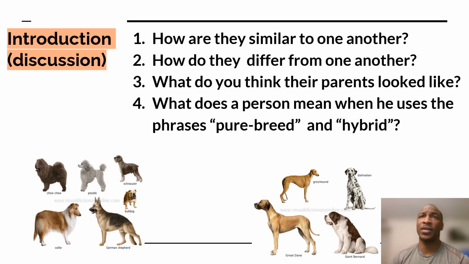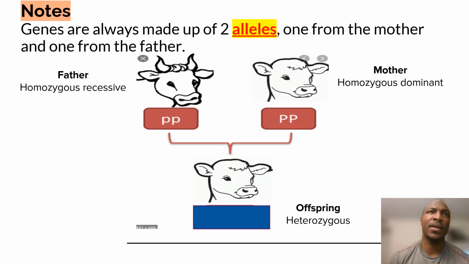How are things similar to one another? How do they differ from one another? Okay. What do they think their parents looked like, and what does a person mean when he uses the phrase purebred and hybrid, which I kind of talked about last class. Purebred meaning homozygous, hybrid meaning heterozygous. Okay. Genes are always made up of two alleles. Okay, one from mom, one from dad. That's how you get that diploid, right?